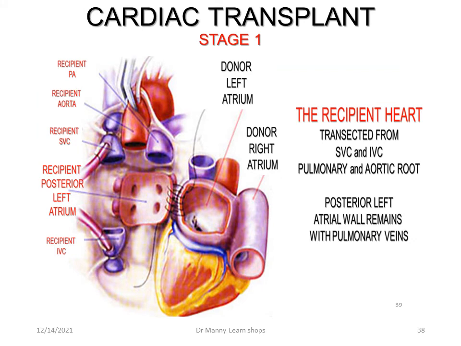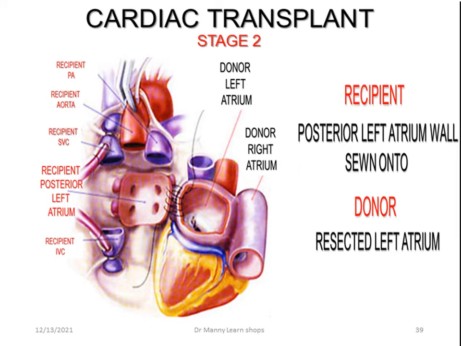So what happens with cardiac transplant then? Well, you've got stage 1. And in stage 1, the recipient heart is transected from the superior vena cava and the inferior vena cava, the pulmonary and aortic root, and the posterior wall is left, so the atrial wall remains with the pulmonary veins. In stage 2, as I said, the recipient posterior left atrial wall is left, but it's sewn onto the donor resected left atrium. They're joined.